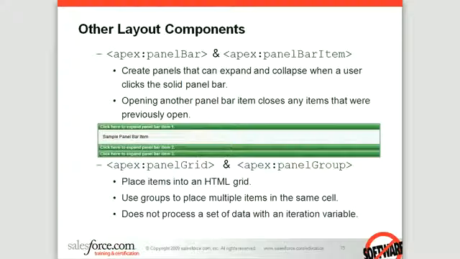But good point, yeah. Panel bars and panel bar items are the collapsible sections in which you click on it to expand or collapse. And then panel grid is a grid where you could have multiple rows and columns of different things.